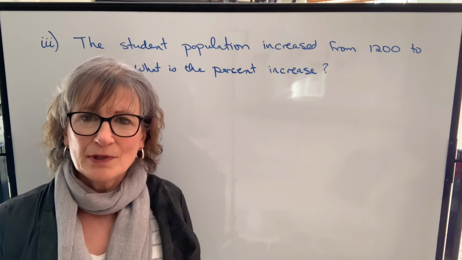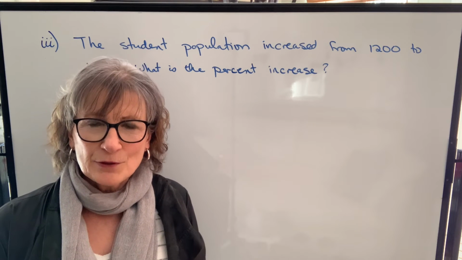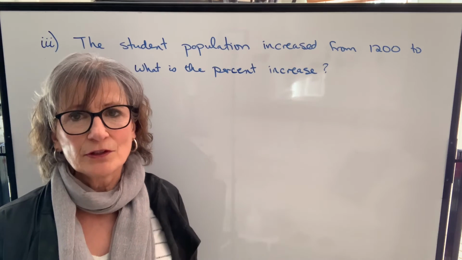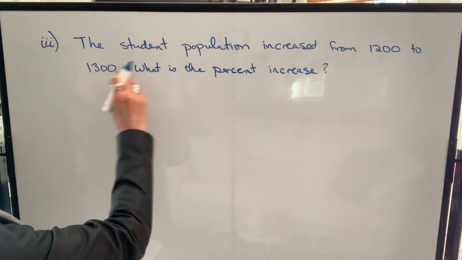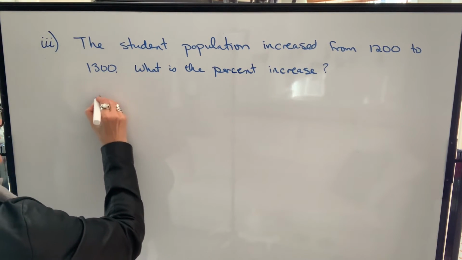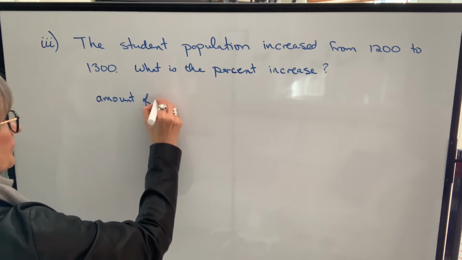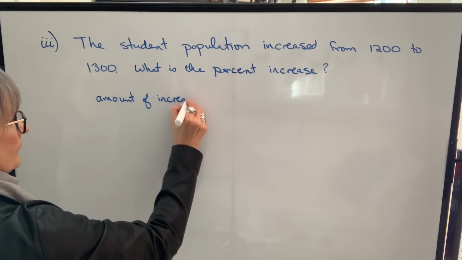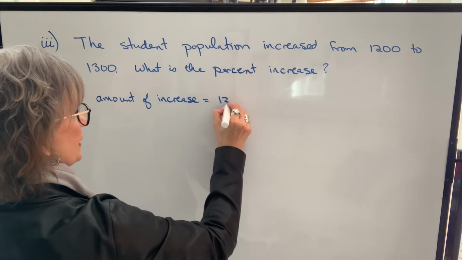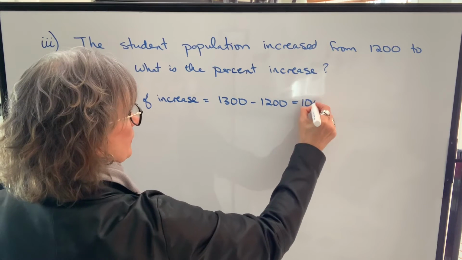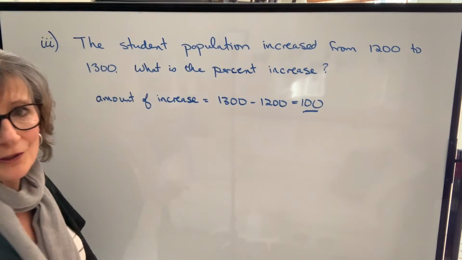But take your time. Before you can find the percent of increase, you need to know the amount of increase. And we're not given the amount of increase. It's not 1,200, it's not 1,300. So the amount of increase is found by taking the difference. So it's 1,300 minus 1,200 will equal 100. So we're going to use 100.